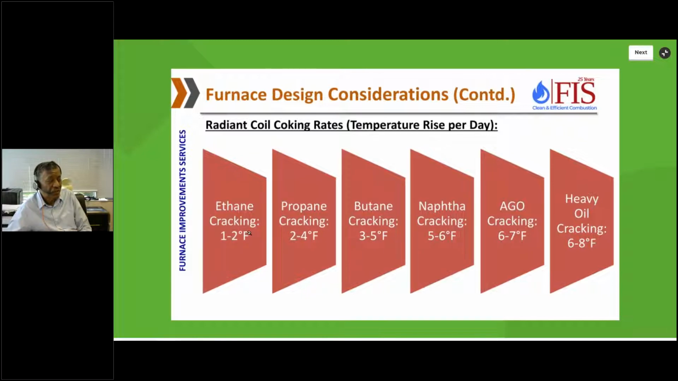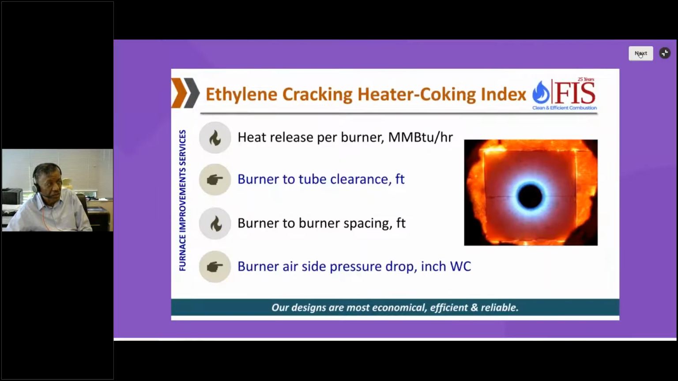If you have an ethane cracking furnace, you will be increasing the temperature 1 to 2 degrees. As the feed becomes heavier, the coking rate keeps on going up. So you can see typically up to about 8 degrees for heavy oil. That basically determines the run length of your furnace. If you have got 1 to 2 degrees, then maybe you can run all the way up to 100 days or even 120 days. But if you have 3 to 5, you can run only 45, 50 days. So that's basically how your run length will be determined.